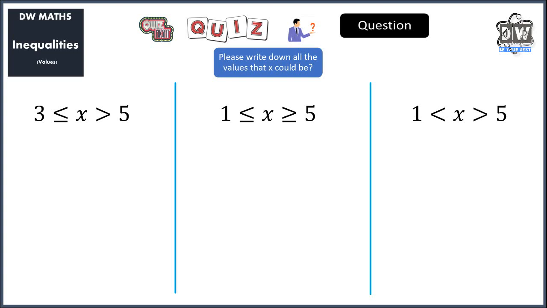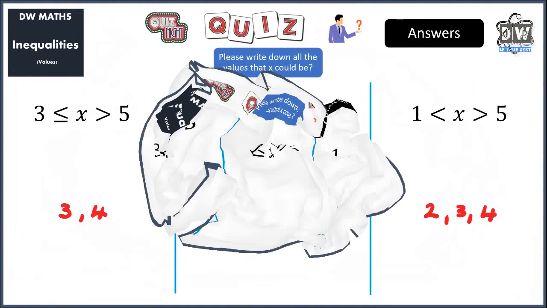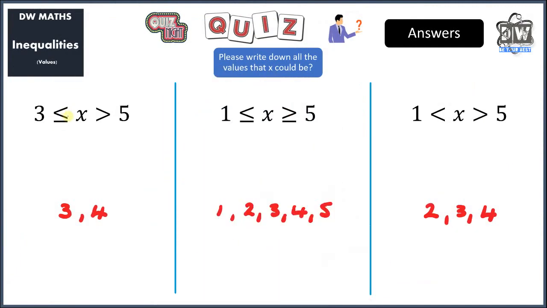Okay, everyone, here we go. The answers are coming up right now. It could be 3 because it's equal to, and it could be 4, but it can't be 5. We've got 1, 2, 3, 4, and 5. And on the last one here, we've got 2, 3, and 4.